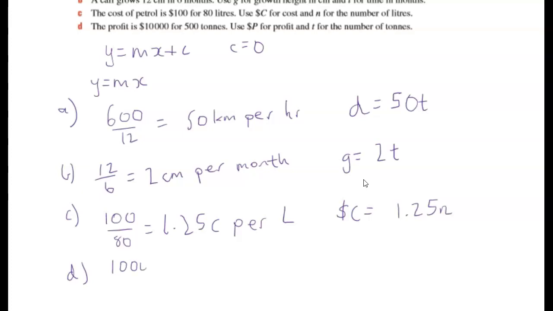So 10,000 divided by 500. Now you can easily just do this on your calculator, but a way of doing it by hand is you can just cancel out these zeros. So you're simplifying that to 100 divided by 5, which is 20. So we've got $20 per tonne. So your profit is going to be $20. Okay, so profit is one variable and T for the number of tonnes. Okay, so just working out your gradient and then putting it in an equation given the variables.